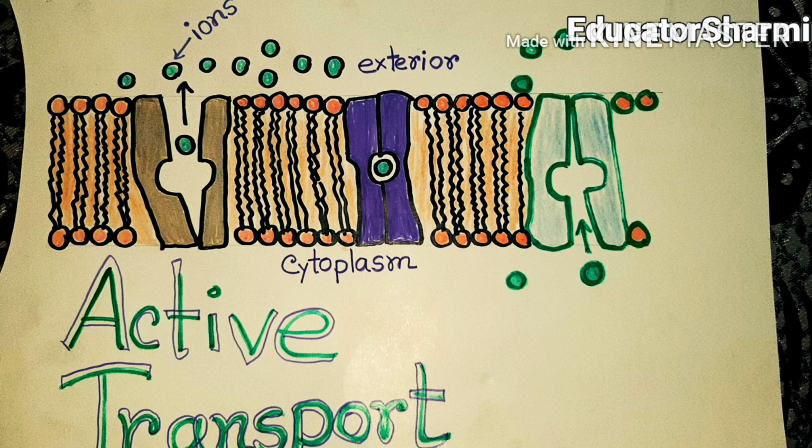So let's get started. Active transport, what do you mean by active transport? Active transport is a process. It is the movement of molecules, that is ions, through a transport protein across a cell membrane against their concentration gradient. All right, so that is active transport.